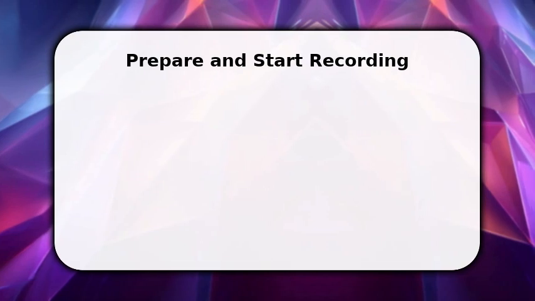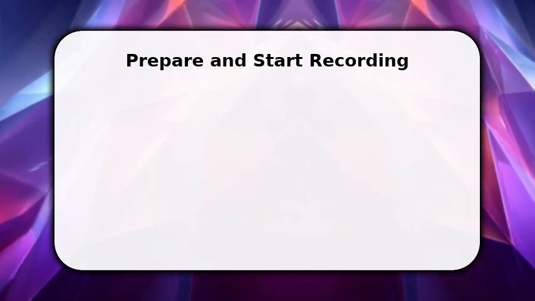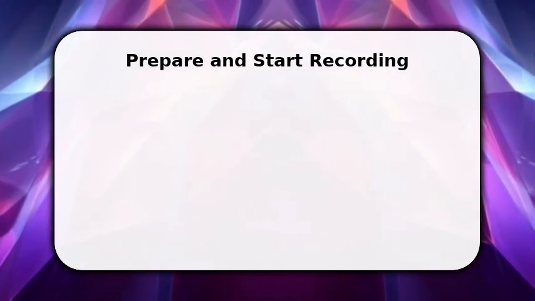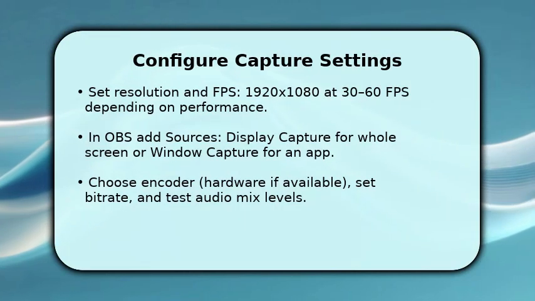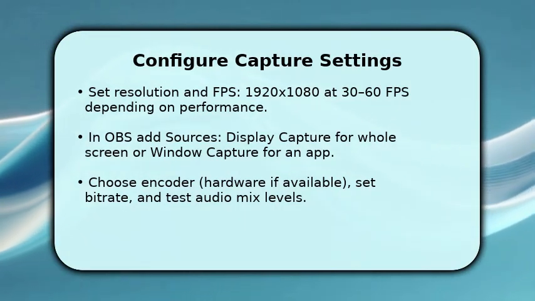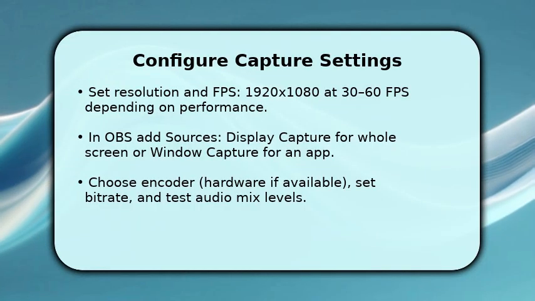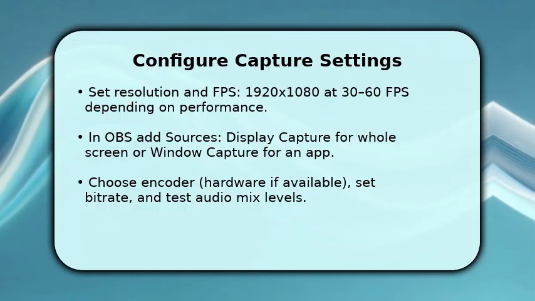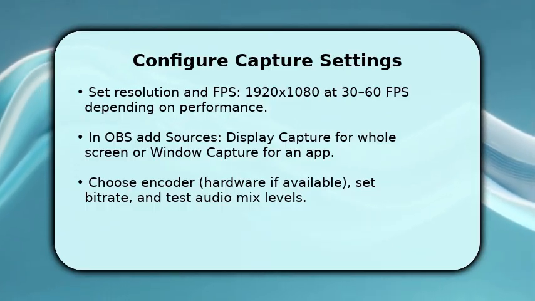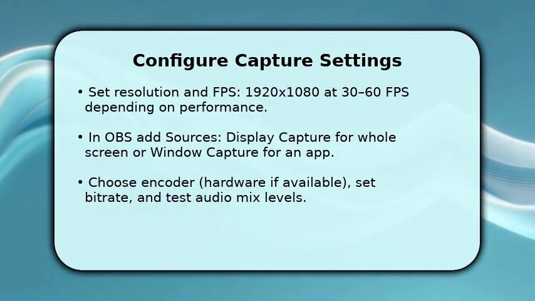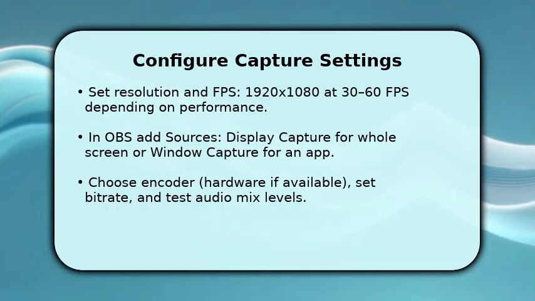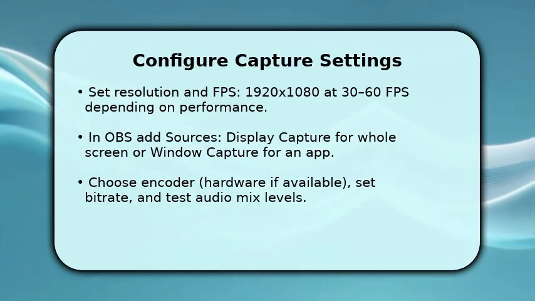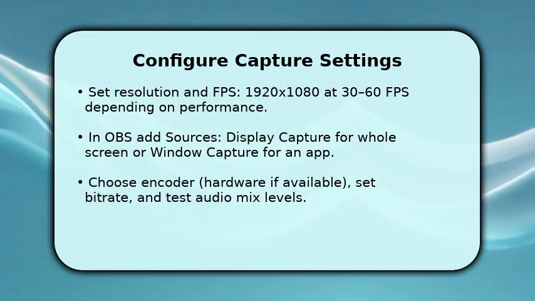Now configure recording details so your video looks and sounds right. In OBS, set the base and output resolution to match your display and pick 30 or 60 FPS depending on CPU/GPU headroom. Higher FPS increases file size. Add sources. Use display capture for full screen or window capture to target an app, and add audio input and output captures to record mic and system sound. Choose hardware encoder, NVENC or QuickSync.